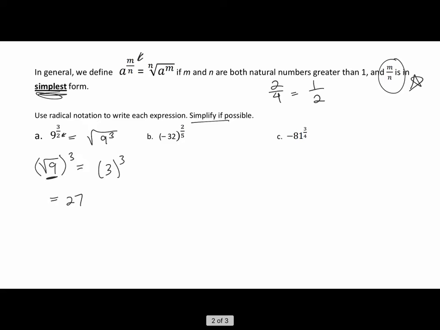In example B, negative 32 to the 2/5. So we need a radical where the index is the denominator of 5. And the radicand is the base with the numerator exponent. So again, I can do these in any order. It's going to be easier for me to do the 5th root of negative 32 first and then square that number, because the 5th root of negative 32 is negative 2. We saw that before. And if I square negative 2, that's 4.